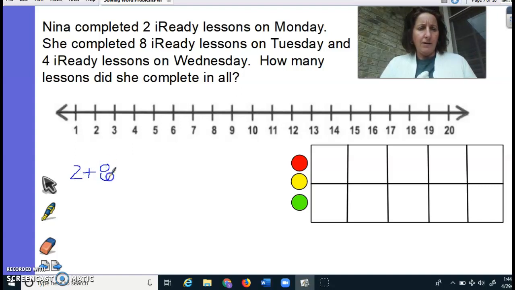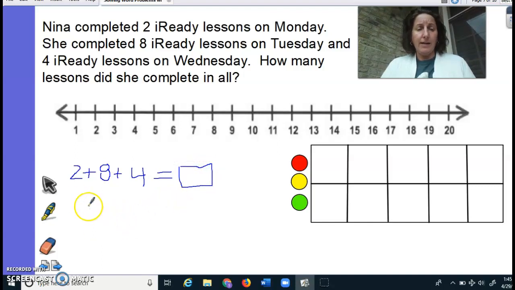And then, oh, I already see something. I hope you see it too. And then another plus, and then 4 more ones. And we're going to say that equals and give us a box there. So the first thing I want you to see is that I already see a combination of 10.